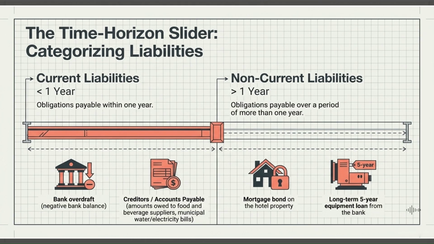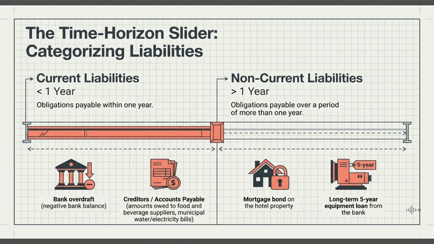And creditors, also called accounts payable or trade payables. These are the suppliers you owe. Your food and beverage suppliers who delivered on 30-day terms. The municipal accounts for water and electricity. All these are examples. Anyone who has given you goods or services and is waiting to be paid.